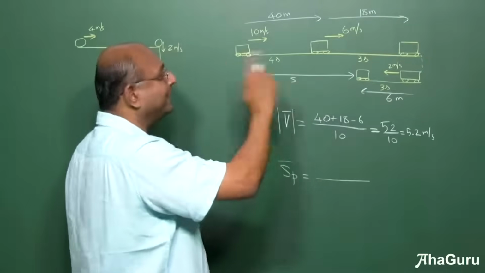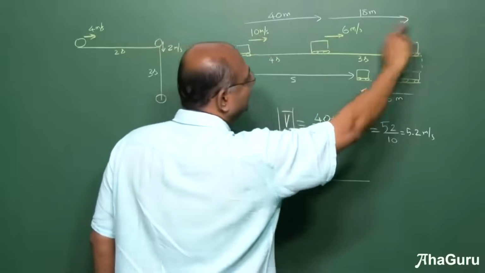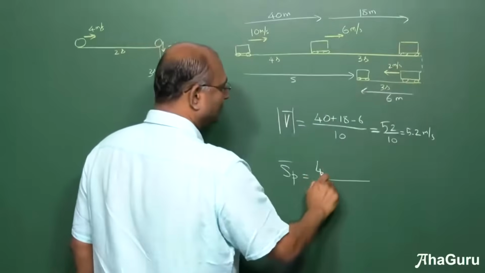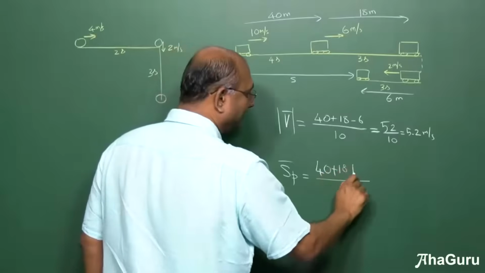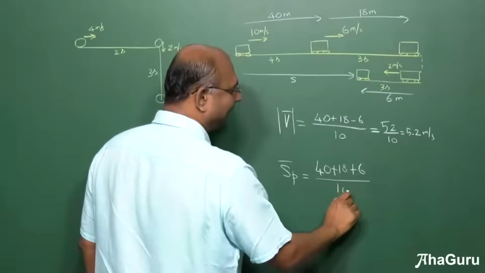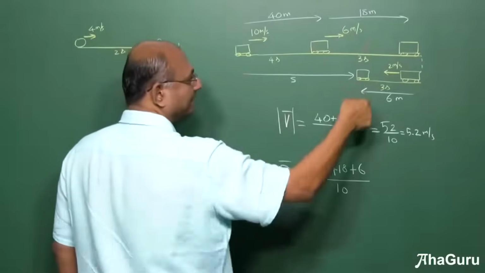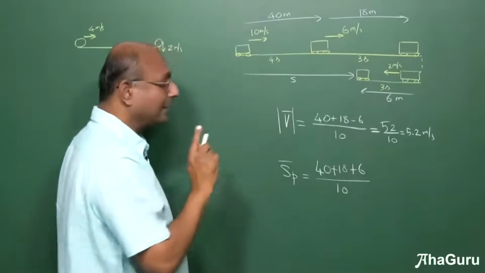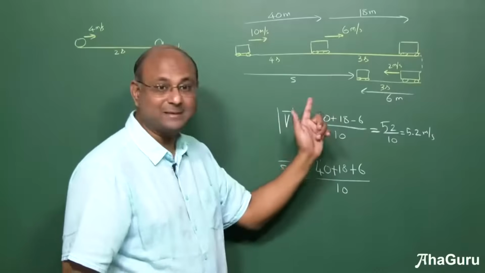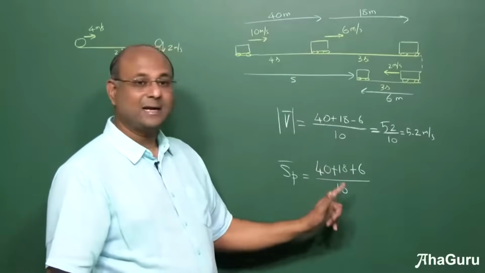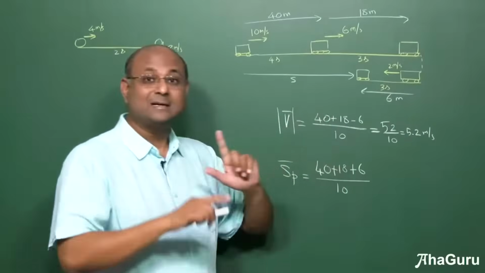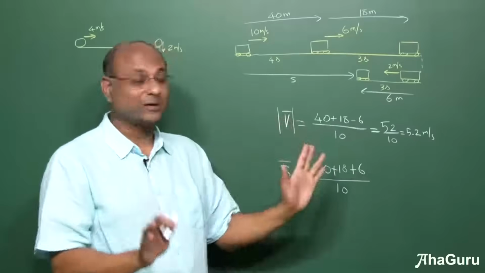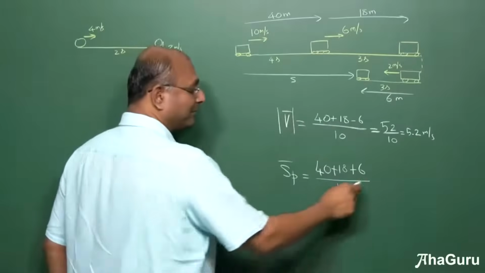Total distance by total time, 40 plus 18 plus 6. So 40 plus 18 plus 6 by 10, same time. Time is still 3 plus 3 plus 4. Remember, here also the time adds up, time doesn't subtract. But here time adds up, but the problem is distances add up. Here you are not sure, you have to check what the value will be from displacement.